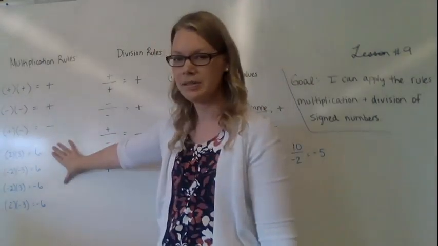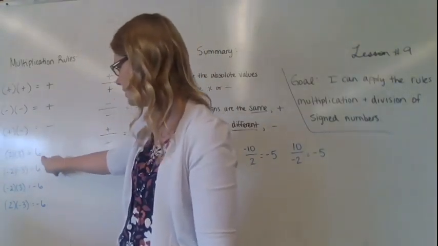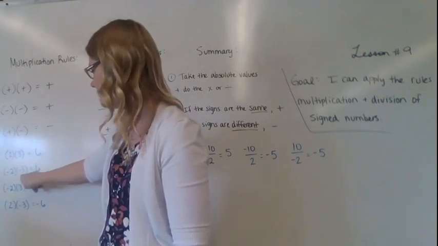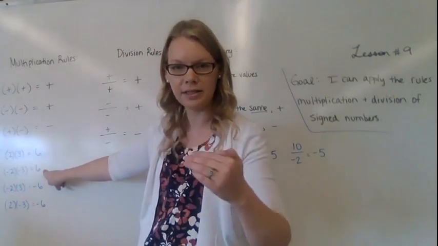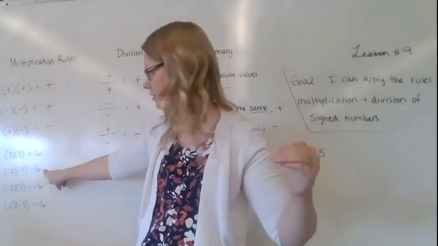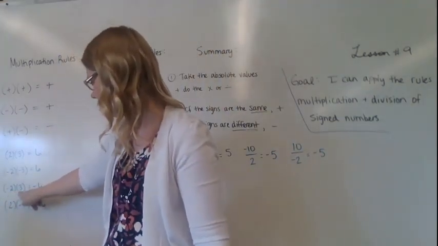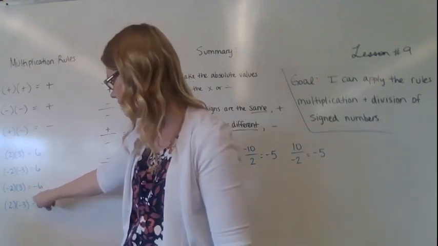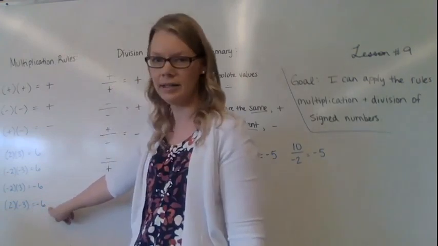Here are a few specific examples. So we have 2 times 3 equals 6. Negative 2 times negative 3 equals 6. Okay, so negative times a negative equals a positive. Then we have negative 2 times positive 3 equals negative 6. And positive 2 times negative 3 equals negative 6.